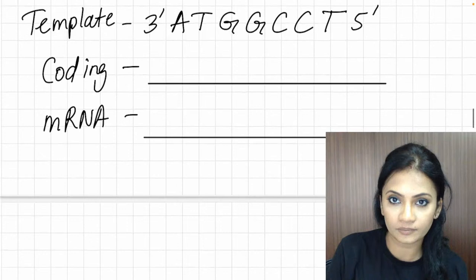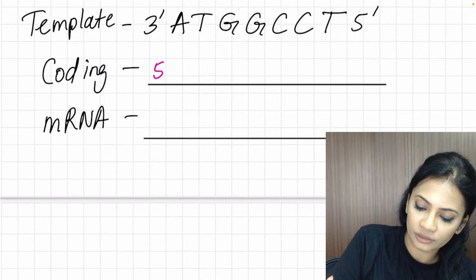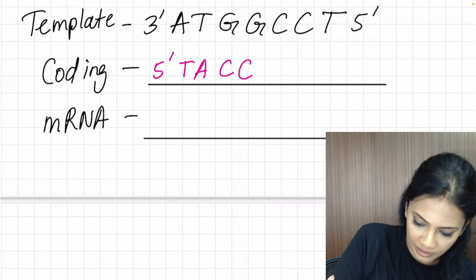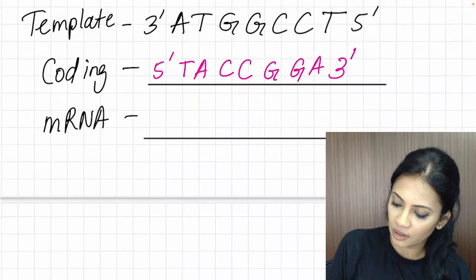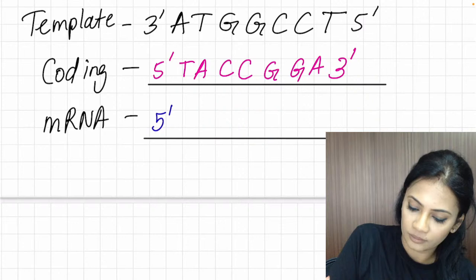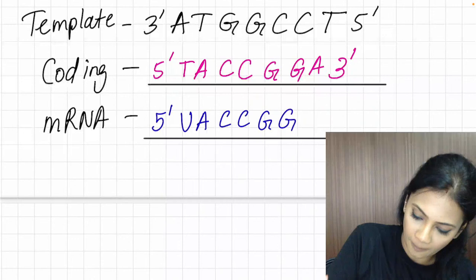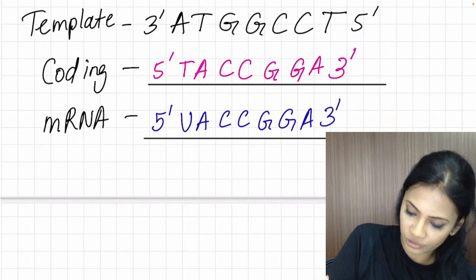Coding strand will be 5' T A C C G G A 3'. The mRNA will be 5' U A C C G G A 3'. Clear?